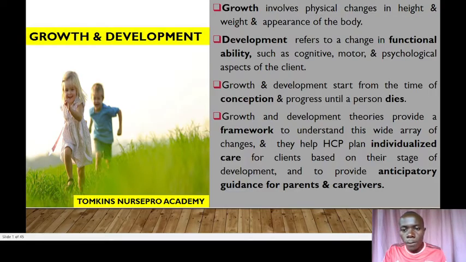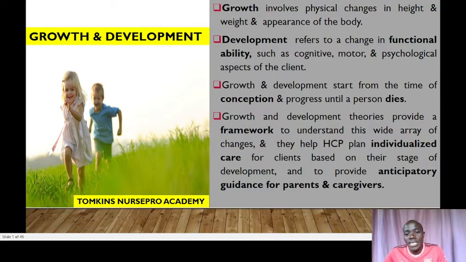So growth involves the physical changes in height, weight, and the physical appearance of a body. Development, on the other hand, refers to the functional ability such as the cognitive, motor, and psychosocial aspects of the client. Growth and development are two concepts that begin at conception and progress until a person dies. They can be understood using several theories.